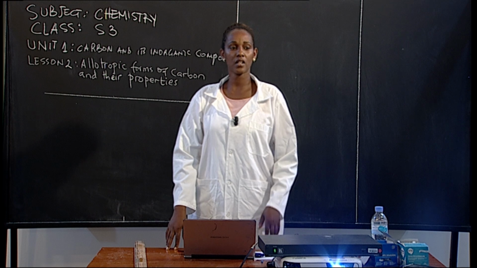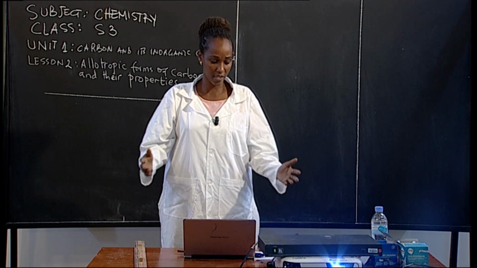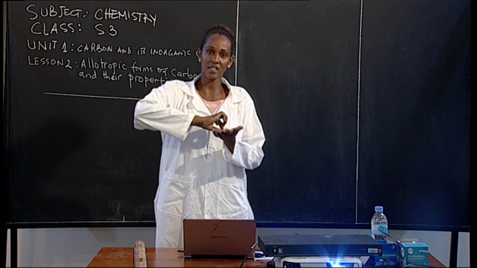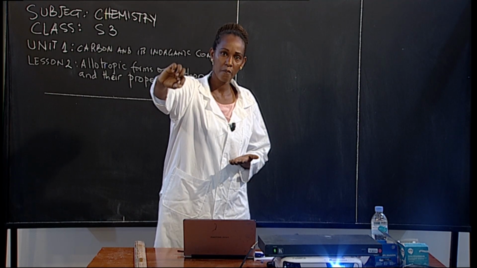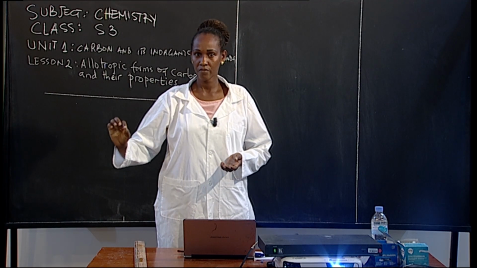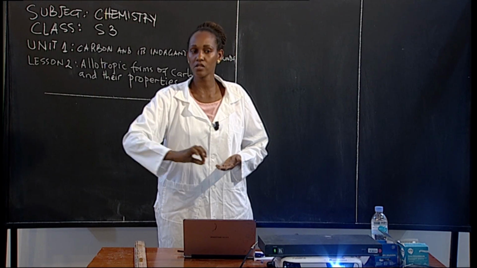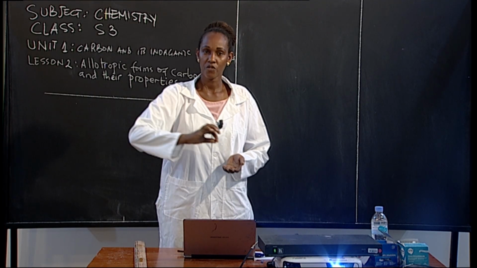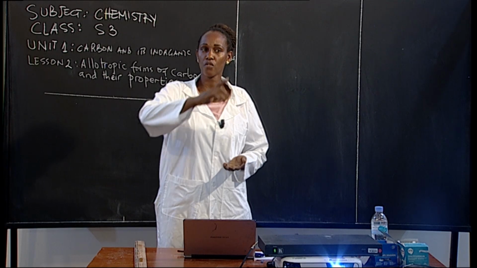So it is used to make pencil leads. You know the pencil leads? So this is the pencil. There is that inner black part that we use for writing. That one we call the pencil lead. So those pencil leads are made of graphite.